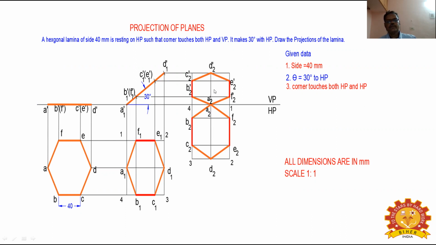Okay, and here also draw the horizontal line. The corresponding line mark as A2 dash, B2 dash, C2 dash, D2 dash, E2 dash, F2 dash. Here A2 touches the VP and A2 dash touches the HP. Therefore, it touches both HP and VP. That is the meaning. It touches both HP and VP. Okay. Finally, mark 40 mm, 30 degree, all dimensions, scale 1:1.